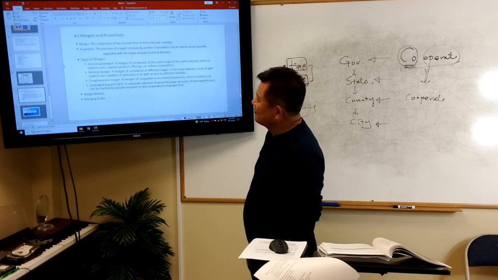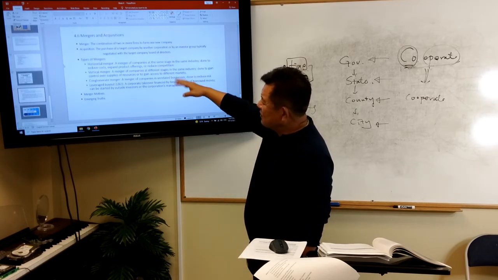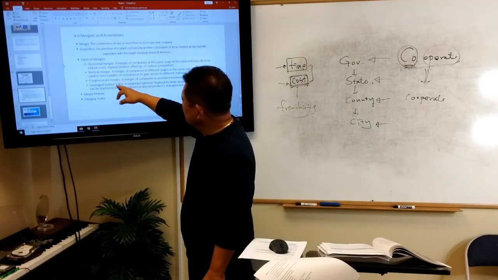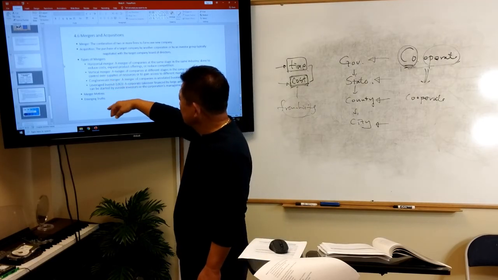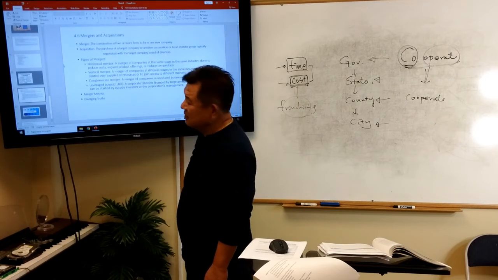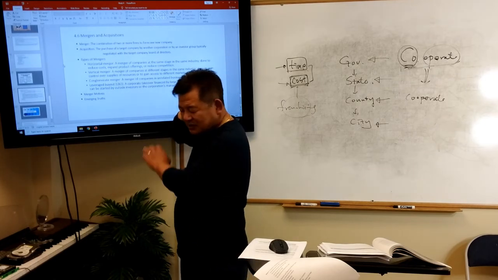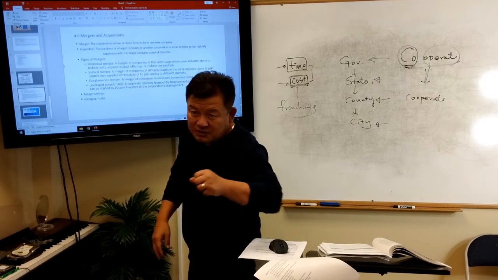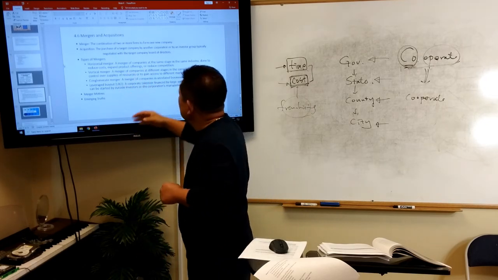This is M&A. There are four kinds of M&A: horizontal mergers, vertical mergers, conglomerate mergers, and leveraged buyout. It is a very deep subject. Anyway, mergers means a combination of one or more companies.